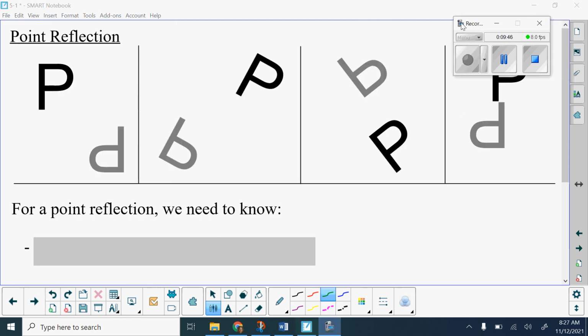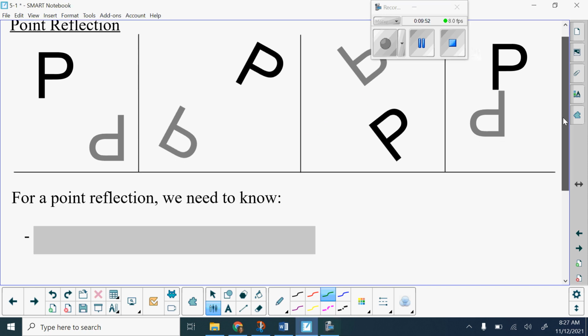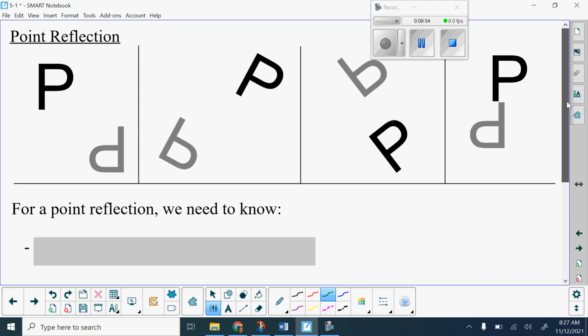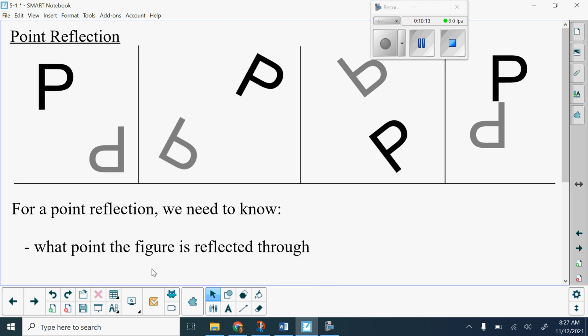All right, a point reflection. A point reflection does have the word reflection just like line reflection, but it's different in how it looks and how we find it. So here are some examples of point reflections. And like I said, we're going to go through all these in much more detail each day of our unit for Unit 5. But for a point reflection, we need what point the figure is being reflected through.